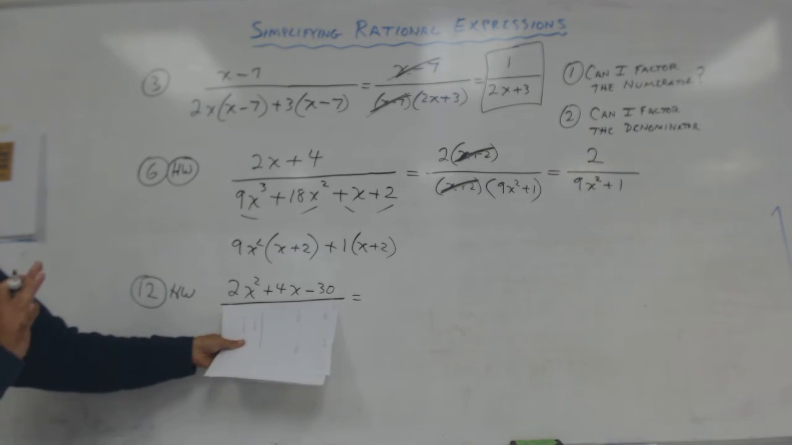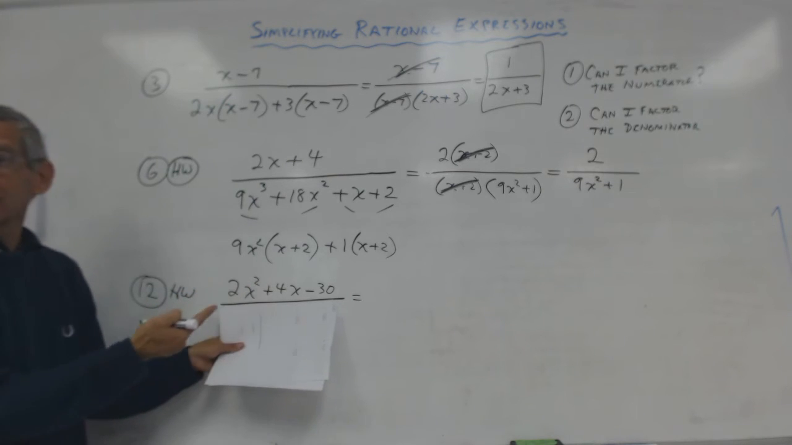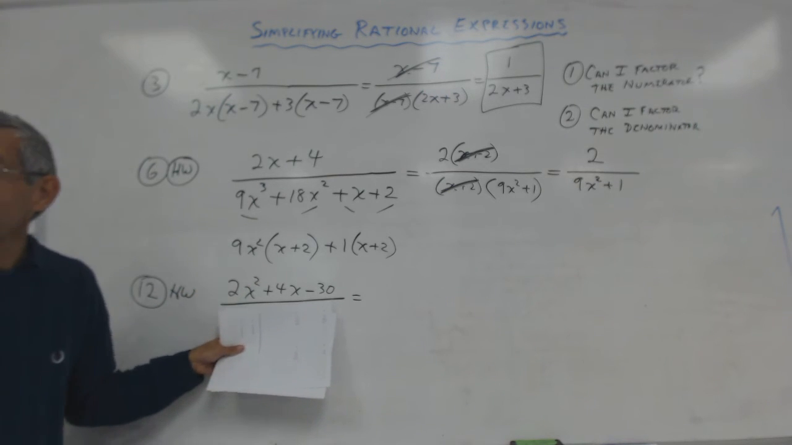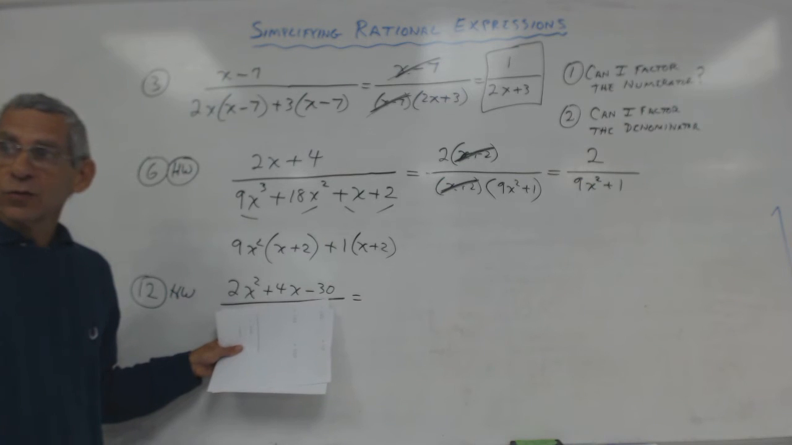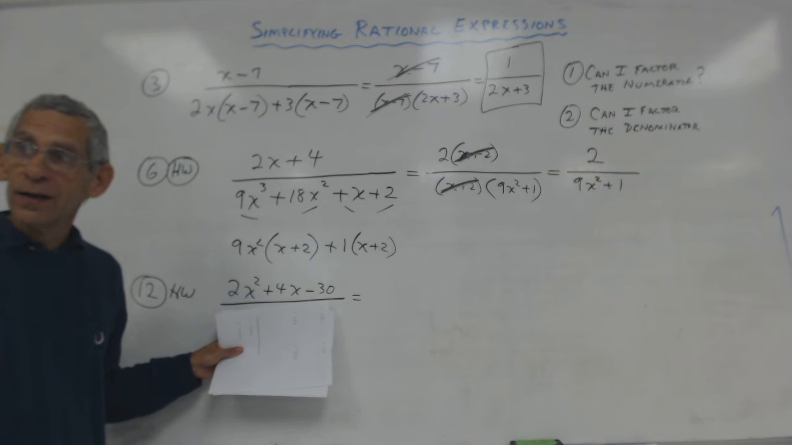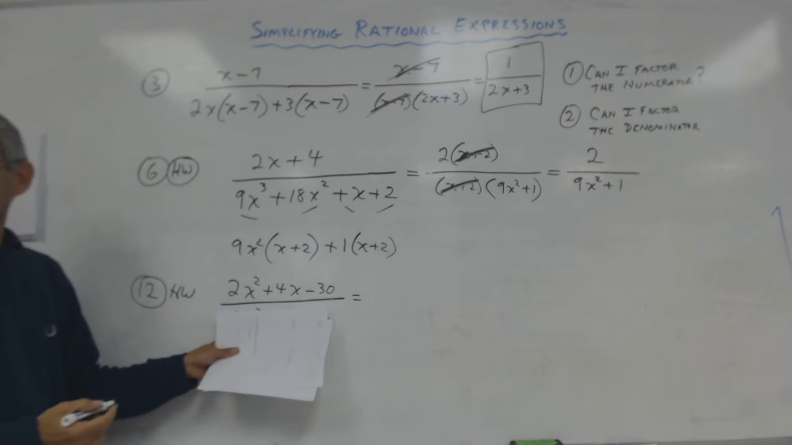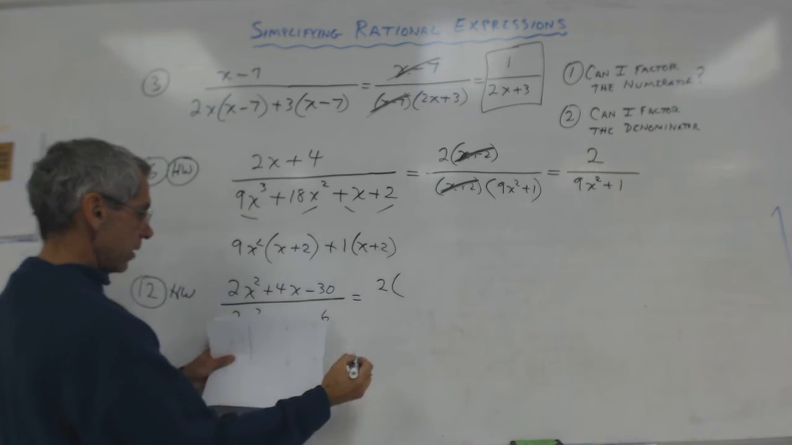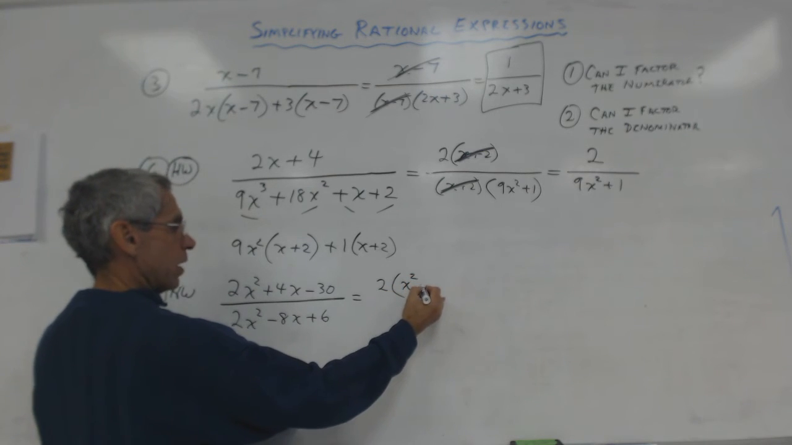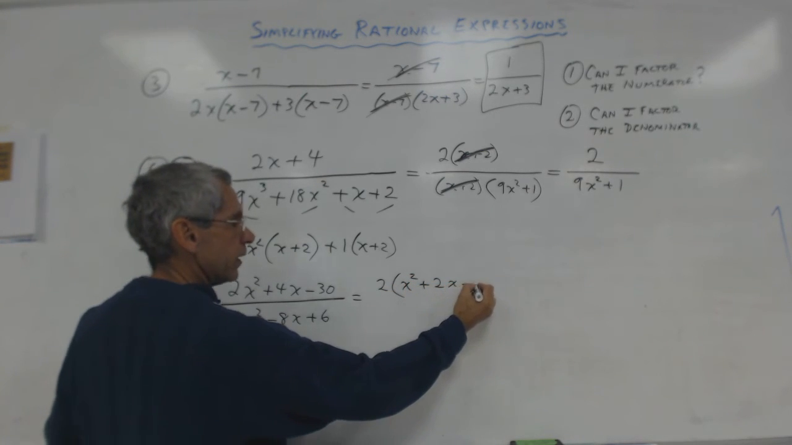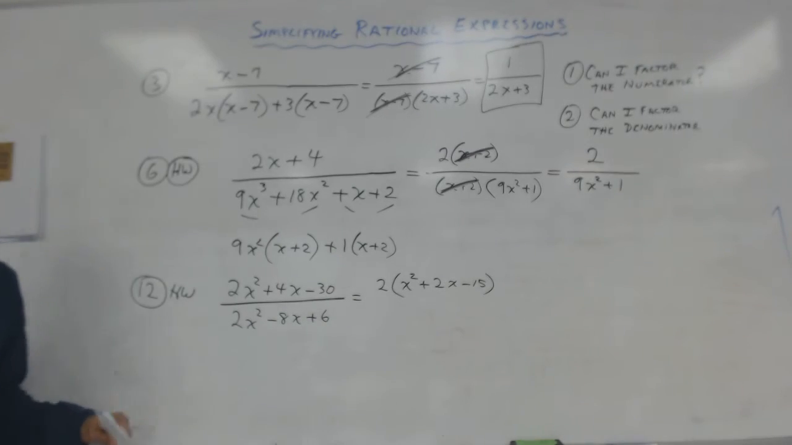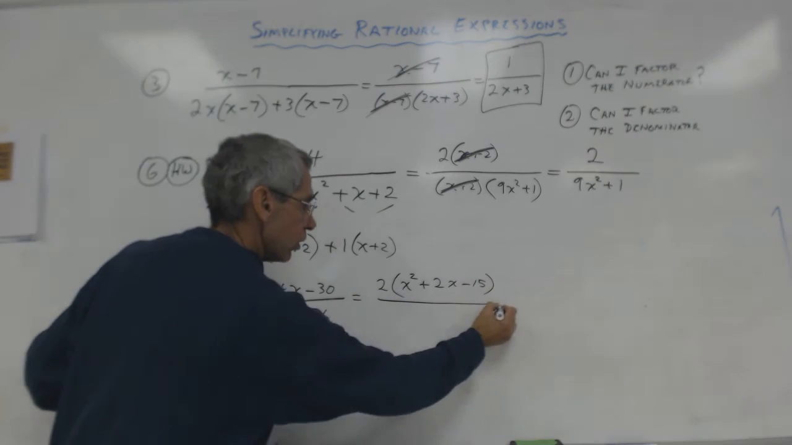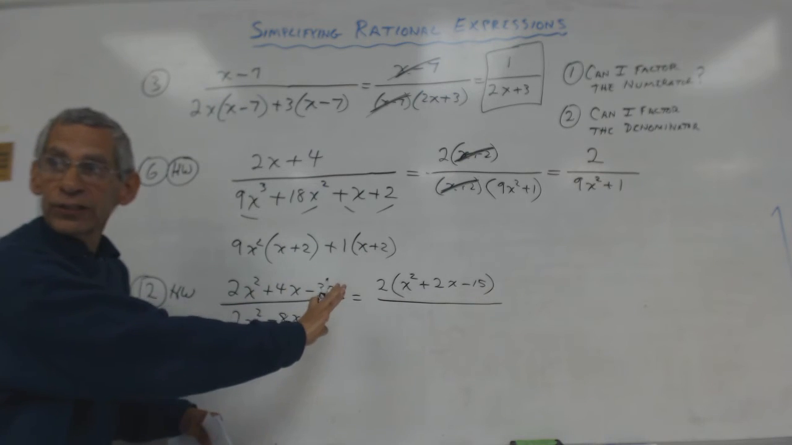It does look like a quadratic trinomial. But the first thing I always ask when I'm factoring is, can I factor out a greatest common factor? Yes. They're all even numbers. 2 goes in all of them. So 2 parenthesis x squared plus 2x minus 15, right? You guys agree with me? Okay, over, and I'm going to keep it like that for a second.